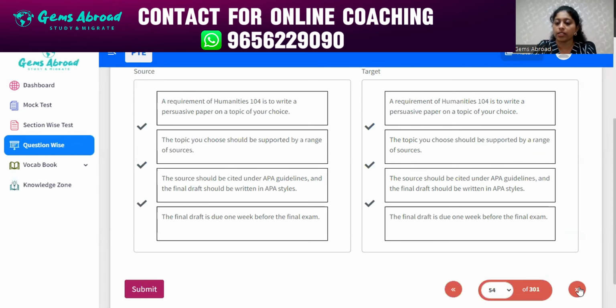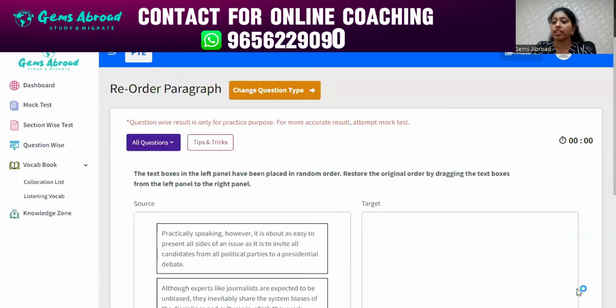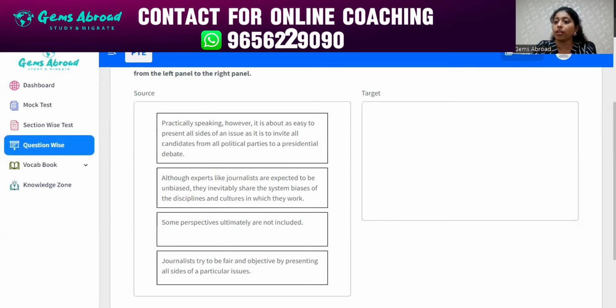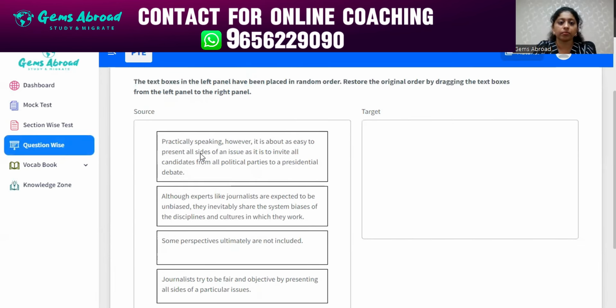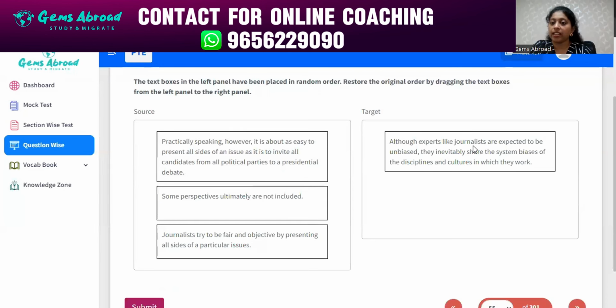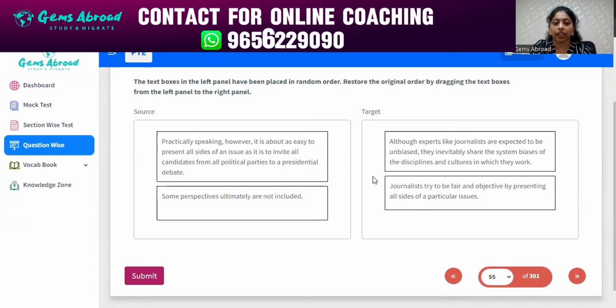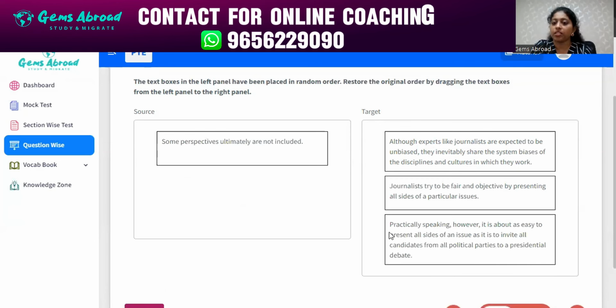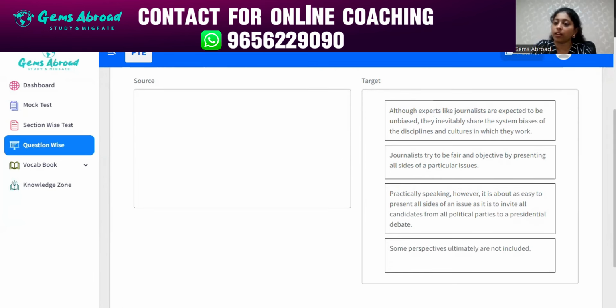We'll do the next question. Again, connectors such as these cannot be the first sentence. Practically speaking, however, it cannot be a first sentence. Although experts like journalists, some perspectives ultimately are not the first. Journalists try to be fair. So journalists are introduced in the statement as expected to be unbiased. They inevitably change the center. So although experts like journalists, then journalists try to be fair. However, practically speaking, it is about all sides of political issues, where some perspectives ultimately are not included.